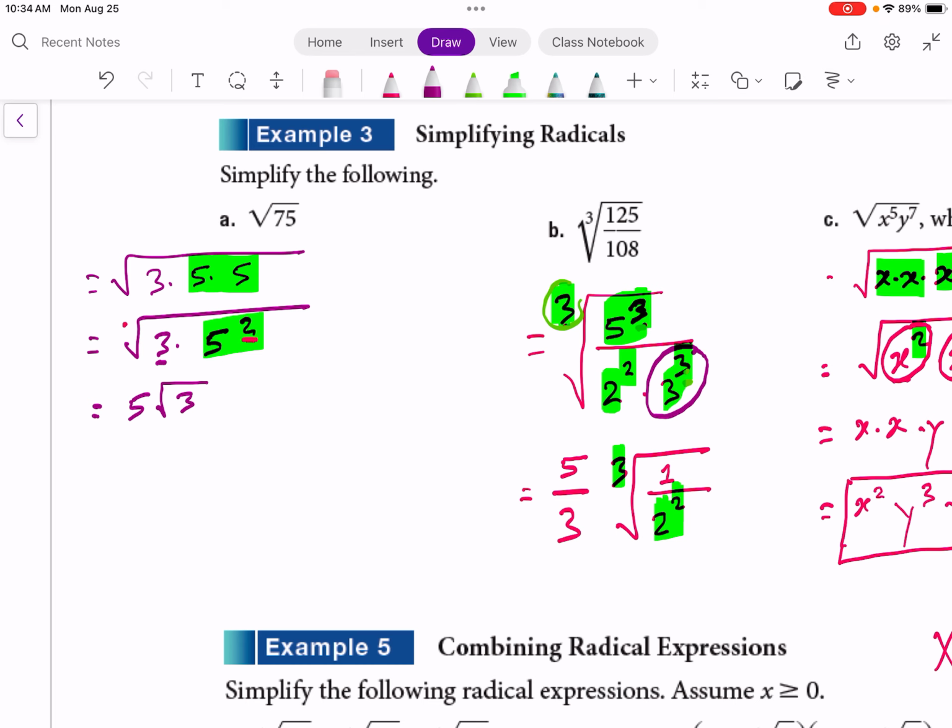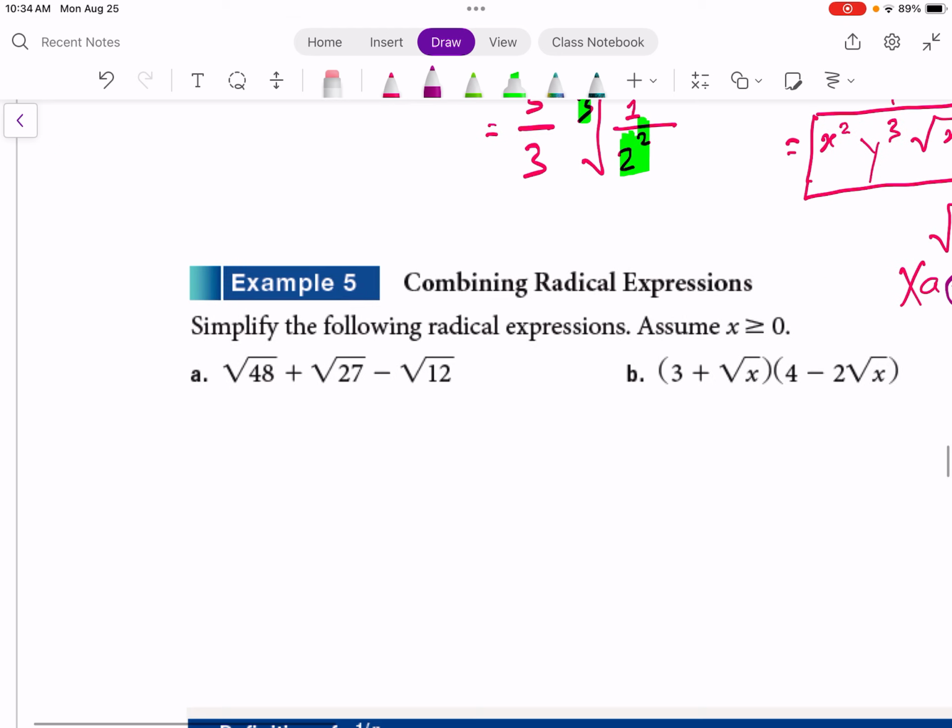Okay. So you start with writing a radicand as a product of prime factors. Then you have to make a combination, and that depends on what index you have. Okay. Any question? All right. Let's go to the next one.